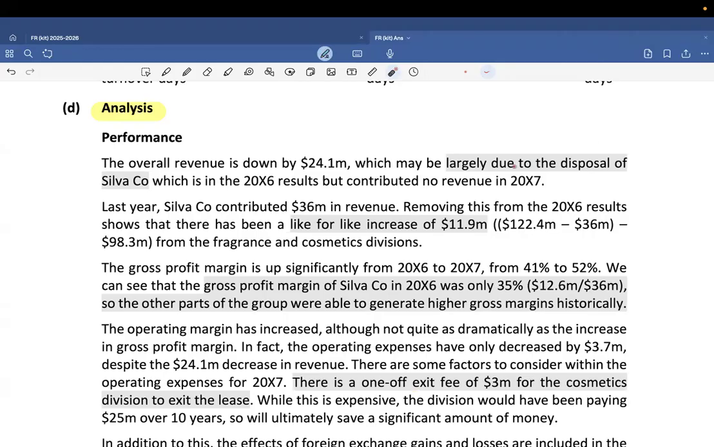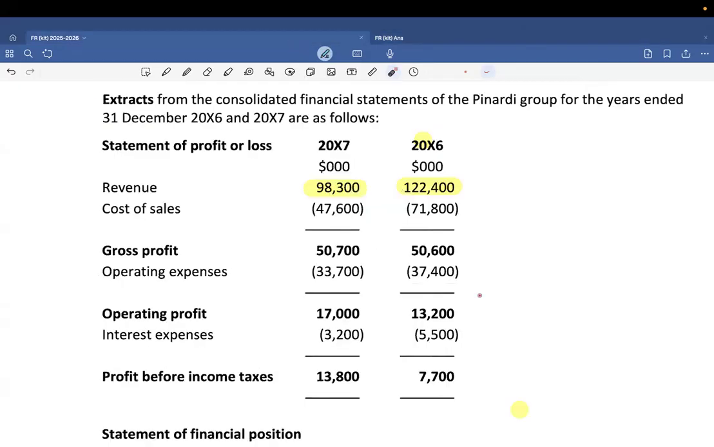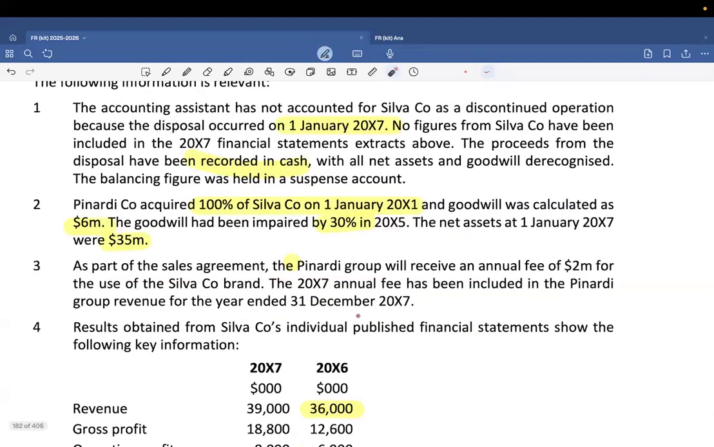This decrease or fall in revenue is due to the fact that the 2006 figure included the results of Silva Company's shares. Whereas in 2007, the revenue had no involvement of Silva Company's revenue in it. Understood? The Pinardi Group revenue. Makes sense. And it is clearly given here: in the previous year, it is 36 million. We're just completing a story that is being given to you in the question.